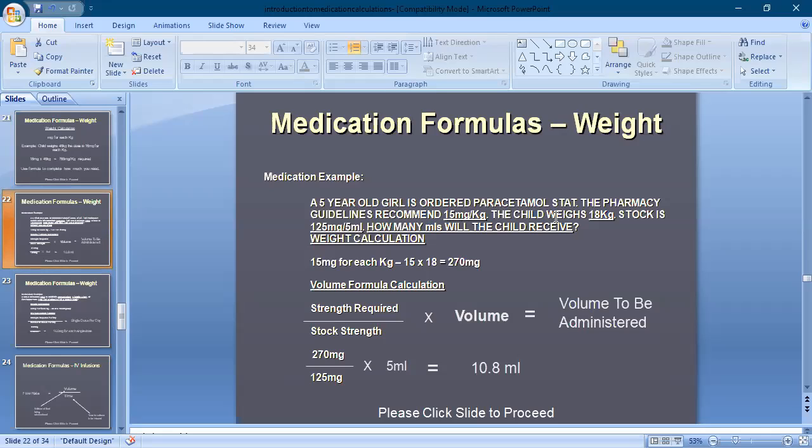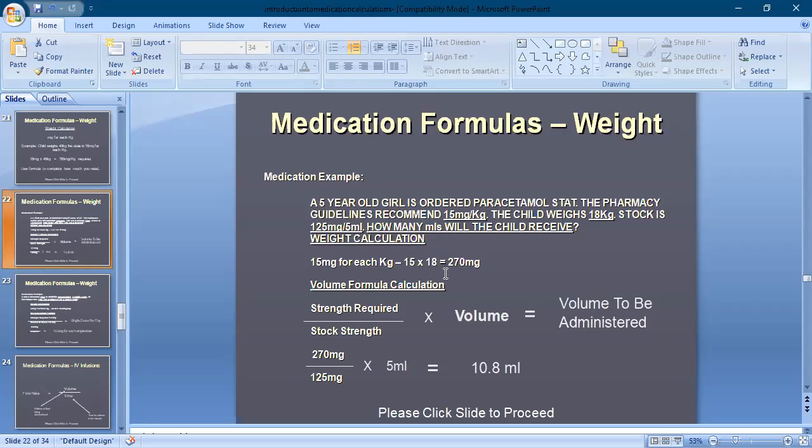So the child's body weight is 80 kilograms and the dose is 15 milligrams per kg. So 80 multiplied by 15 gives the total dose you need. The total dose means the doctor's order. The stock is the medication in your hand, 125 milligrams per ml is the volume. So how many milliliters will the child receive or need?